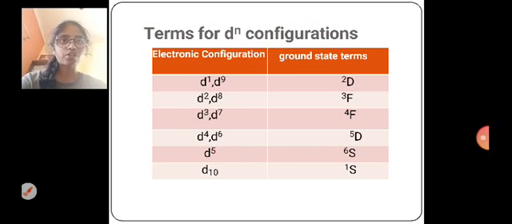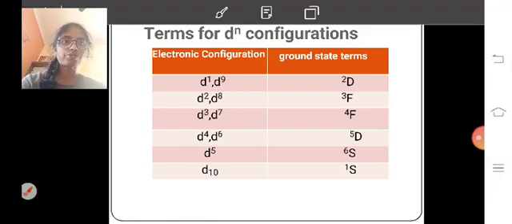Terms for dn configuration: electronic configurations d1 and d9 will have a 2D ground state term, d2 and d8 will have 3F, d3 and d7 have 4F, d4 and d6 have 5D, d5 will have 6S, and d10 will have 1S.